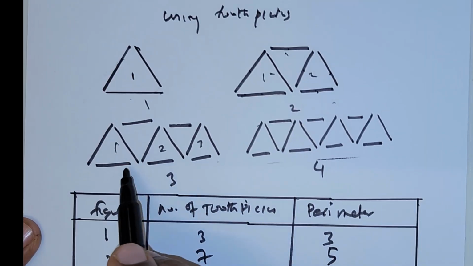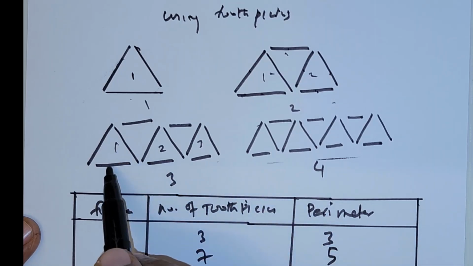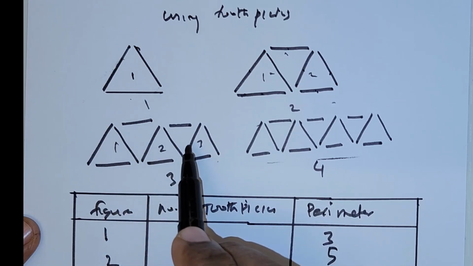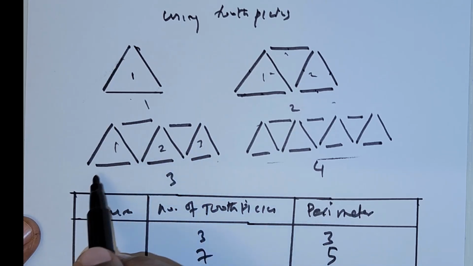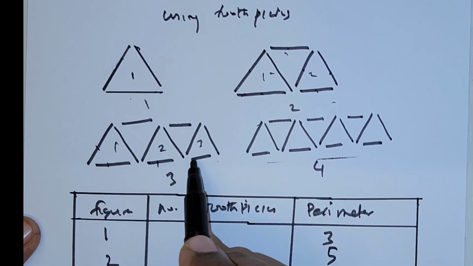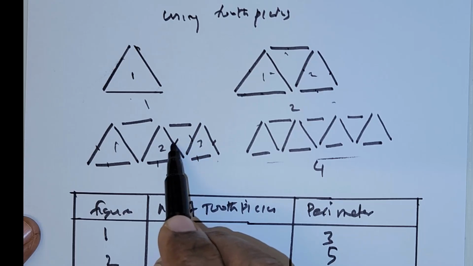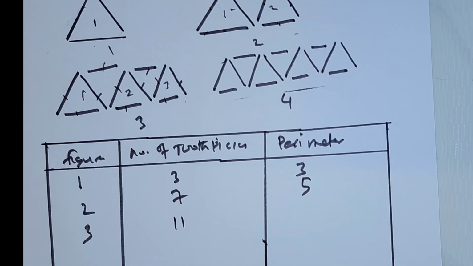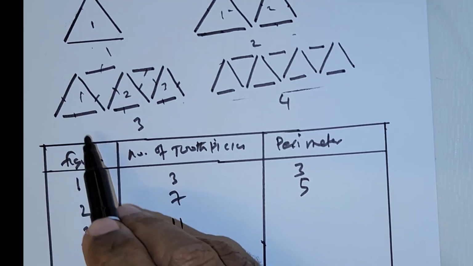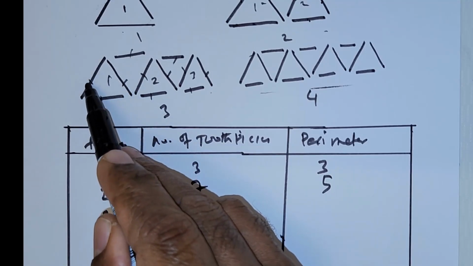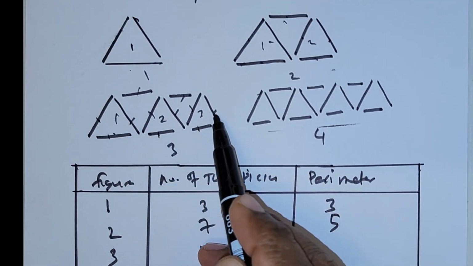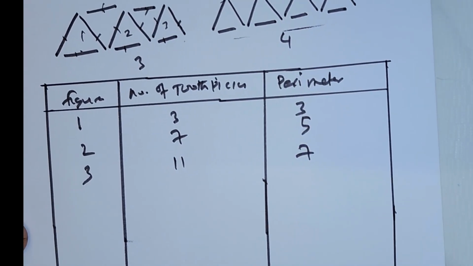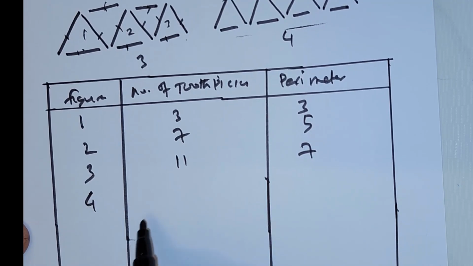So similarly the third one, how many toothpicks? 1, 2, 3, 4, 5, 6, 7, 8, 9, 10. Let me count one more time. 1, 2, 3, 4, 5, 6, 7, 8, 9, 10, 11. Okay. And the perimeter is 1. I have to start from here. 1, 2, 3, 4, 5, 6 and 7. That's perimeter 7. Okay, so now they are asking for figure 4.